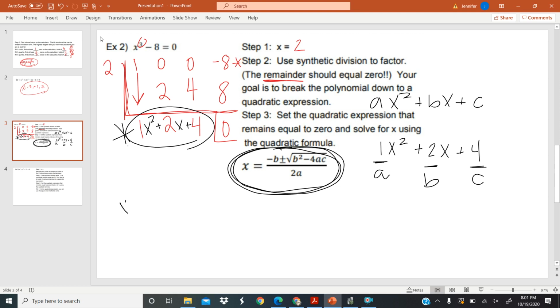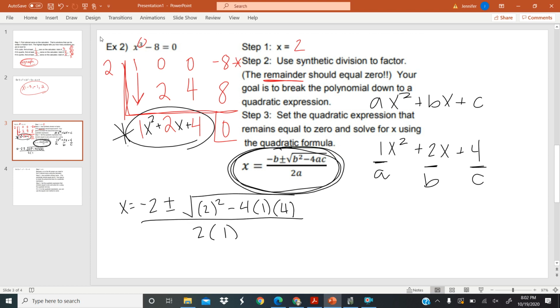So I'm going to have x equals -b, which is -2, plus or minus the square root of b squared, so 2 squared, minus 4 times a, which is 1, times c, which is 4, and then all divided by 2 times a, which is 1.